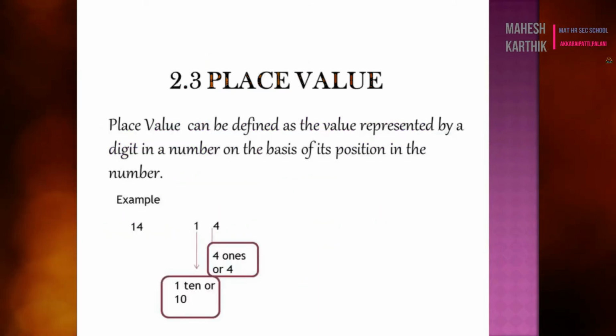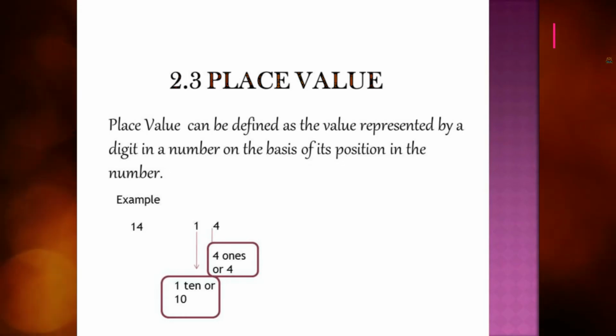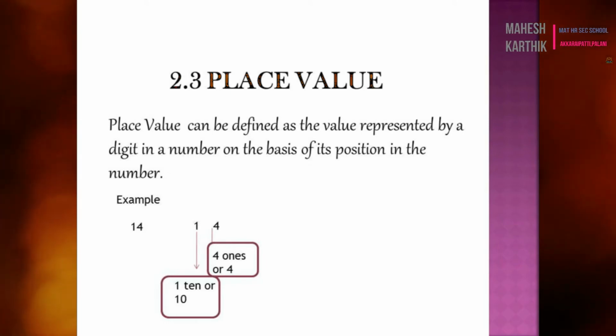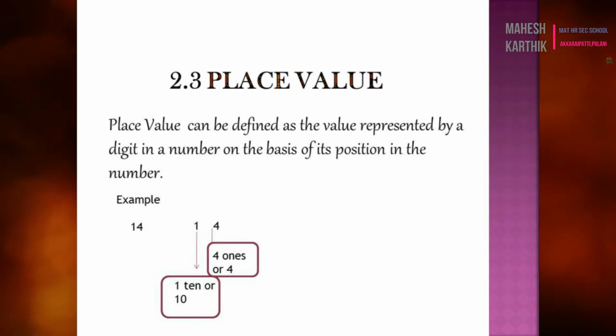Now we are going to see the place value. Place value can be defined as the value represented by a digit in a number on the basis of its position in the number. For example, the number 14, you have to see from right to left. The first number is 4. It's in the ones position and the next one is 1. It's in the tens position. So we can say 1 as 1 ten or 10. 4 as 4 ones or 4.